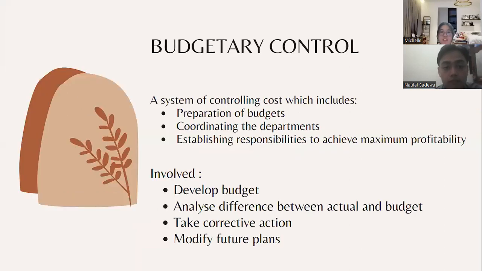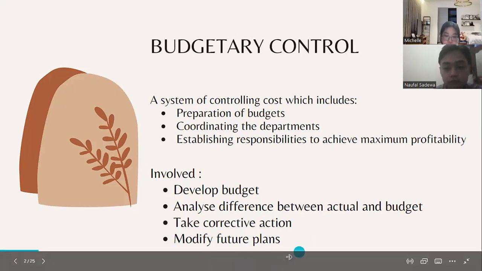Okay, so first one is about budgetary control. Budgetary control is a system of controlling costs which includes the preparation of budget, coordinating the department and establishing the responsibilities to achieve the maximum profitability. And in budgetary control, the control consists of steps taken by the management to see whether the plan objectives are being met or not. Also, budgetary control is the use of budget in controlling the operations.